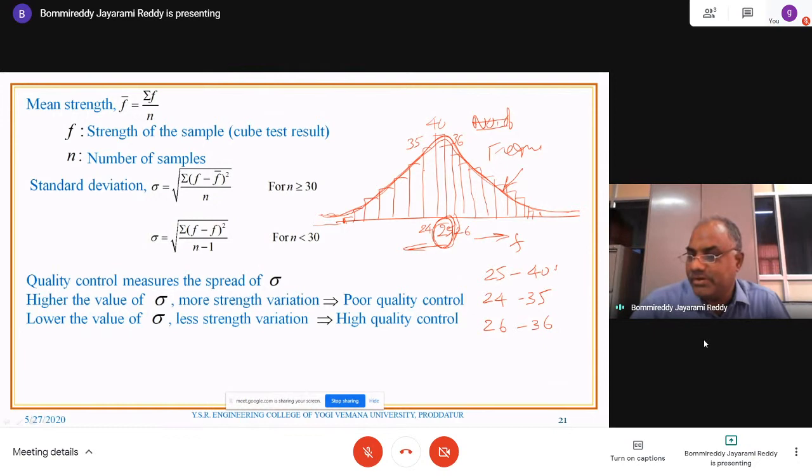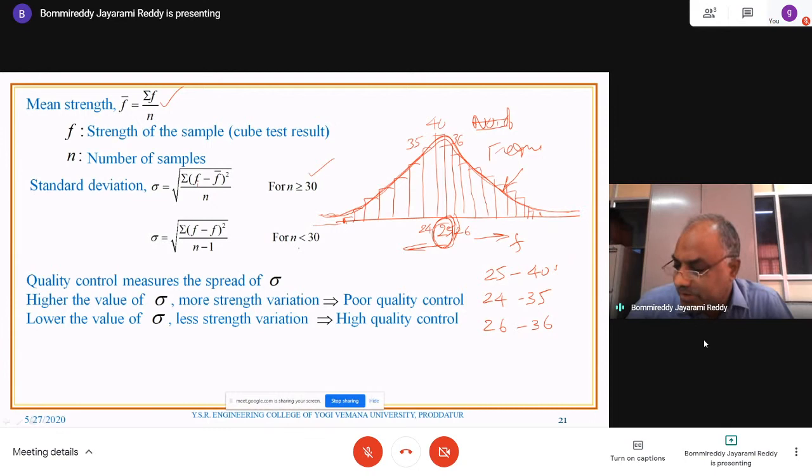Now let us look at this before going further. Mean strength: if several values of the strengths are obtained, the average will be equal to the sum of all the strengths divided by the number of samples. For n number of samples, fi is the strength of the ith sample. Standard deviation, sigma equal to square root of 1 by n sigma (fi minus f bar) whole square, where fi means the ith sample and f bar is the mean, and this formula is applicable when n is greater than 30.